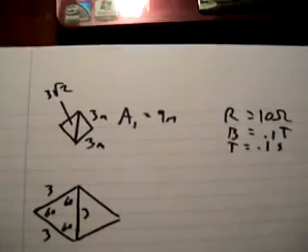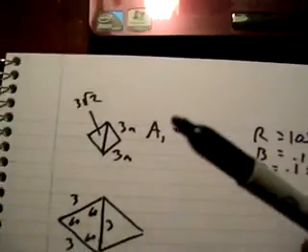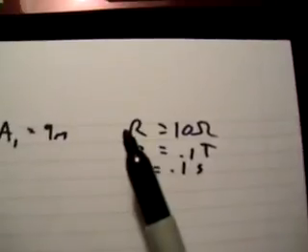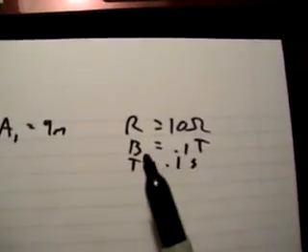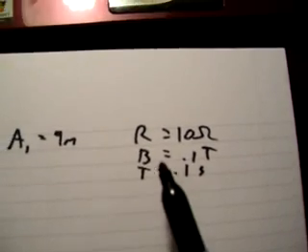Alright, so I had my memory card fill up on me again, so I've already got a little bit started here, but I'll start from the beginning. This is what we know in the supplemental problem for 31. Resistance 10 ohms, magnetic field 0.1 Tesla, and the time interval is 0.1 seconds.